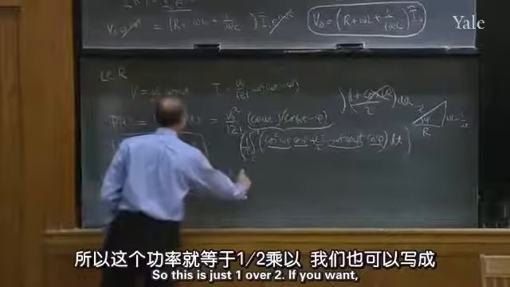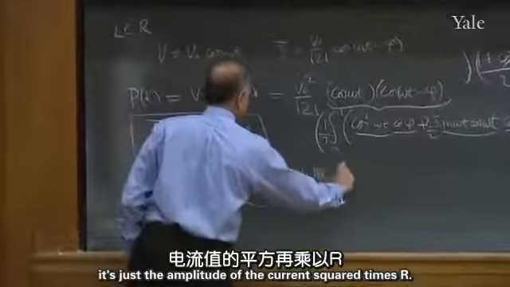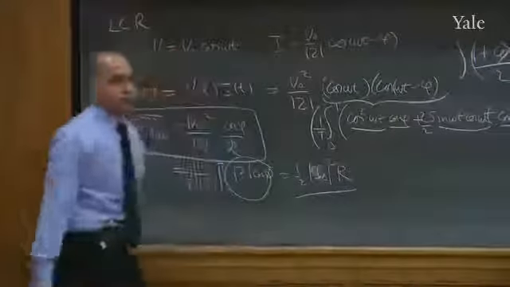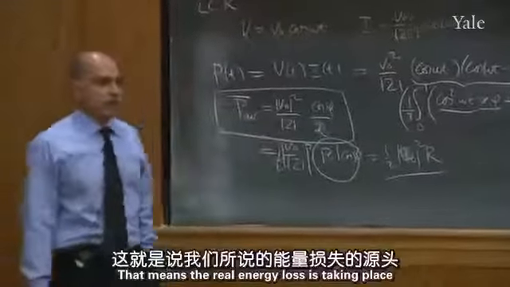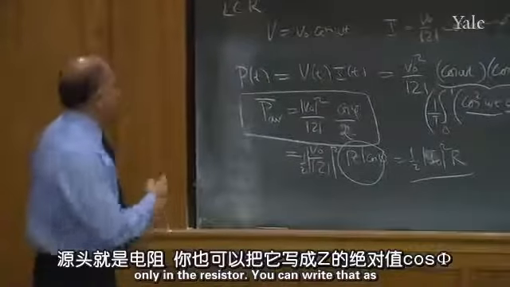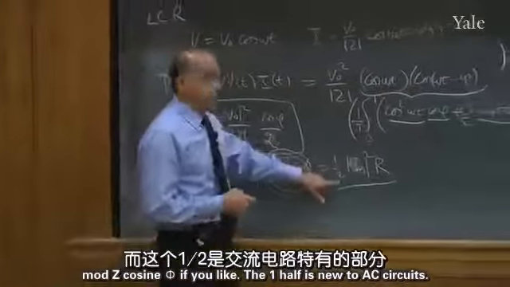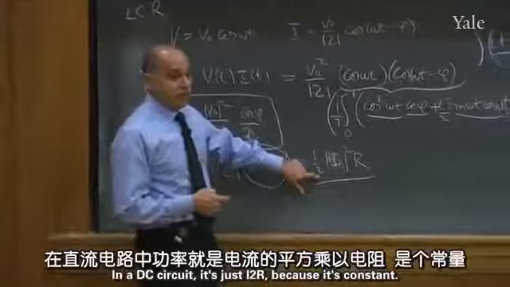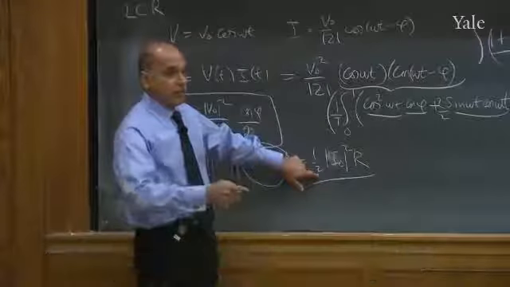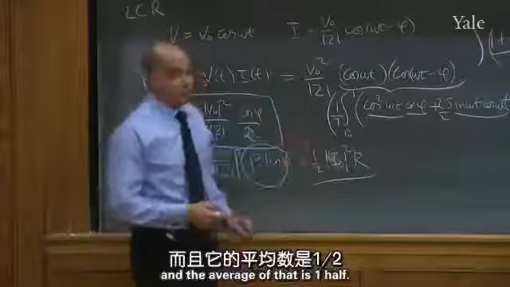So this is just 1 over 2. If you want, it's just the amplitude of the current squared times R. That means that real energy loss is taking place only in the resistor. You can write it as mod z cosine phi if you like. The 1/2 is new to AC circuits. In a DC circuit, it's just I squared R because it's constant. Here it's oscillating like a cosine squared, and the average of that is 1/2.